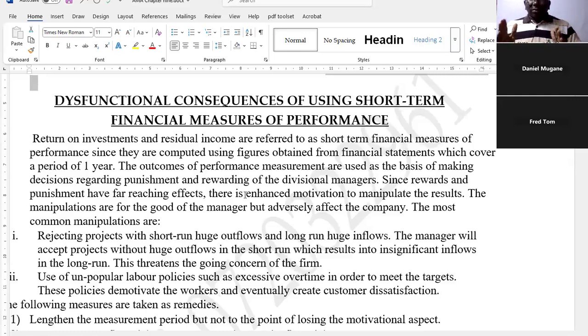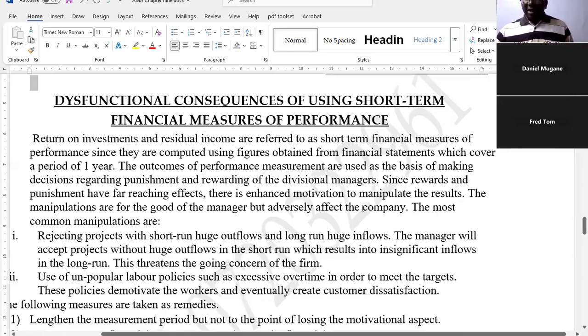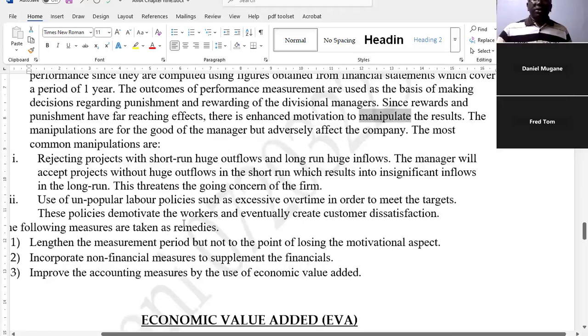Now, these short-term financial measures, we call them short-term because the maximum they extend is 1 year. You know that is the maximum period we prepare the statements for. It's 1 year. So that's why we are calling them short-term. So managers can manipulate the results. Even yourself, most likely, ukisikia kuna mahali utapata reward, you are likely to manipulate the results so that you get a bigger reward. Ukisikia kuna mahali you'll be punished, you are likely to manipulate the results so that you don't get punished.